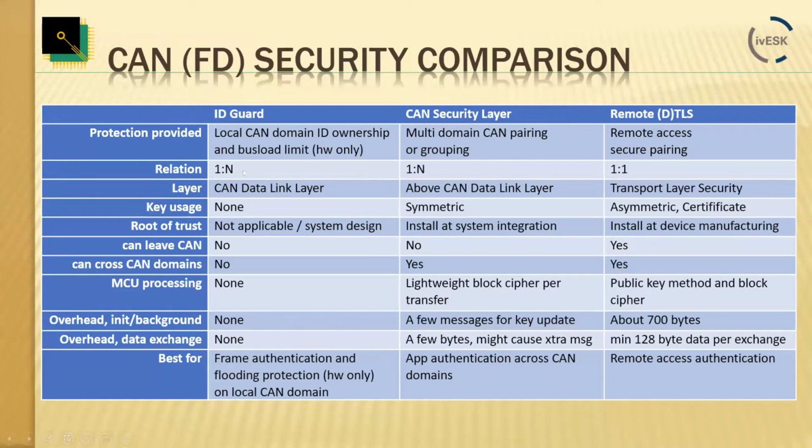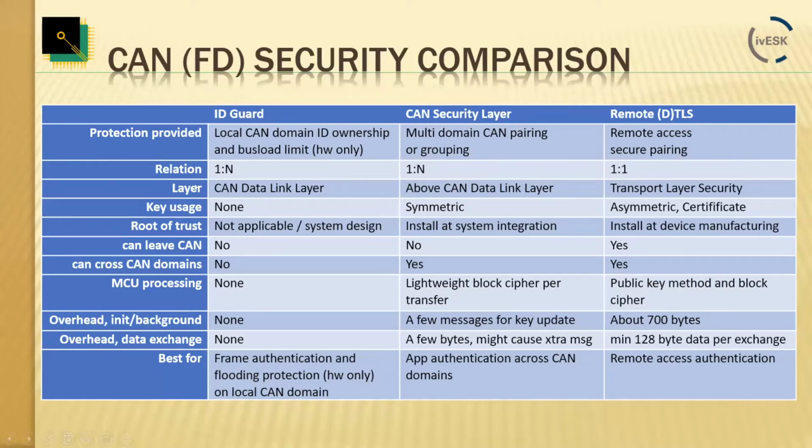So from the relation, from the ID guarding, we have one-to-many, so we protect more or less the entire network or multiple nodes with it. Also with the CAN security layer, because here we have also multiple nodes that can participate in the same group, versus the DTLS, which is always a point-to-point. So if you would have a lot of secure communication within a single CAN system, then DTLS might be an impractical choice. Simply, you would need to communicate everything one-to-one and repeat it over and over with multiple frames, so that might not be feasible.